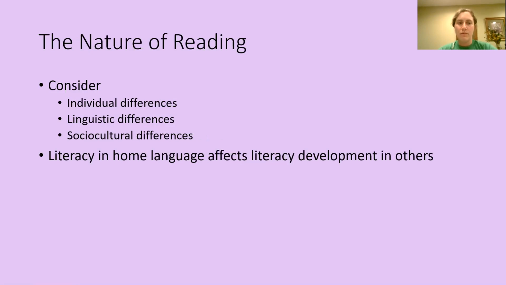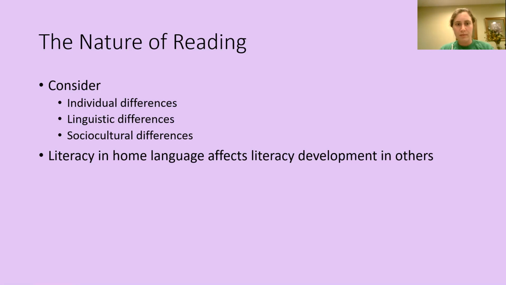So with reading, we need to consider individual differences and linguistic differences. I think this means like if the student is literate in their home language, what are the differences in the symbols or maybe the direction that they're reading, or whether it's a highly phonemic orthography or not. And then also sociocultural differences. Maybe in some people's culture, women are not supposed to read, they're supposed to just stay home. So that might affect their motivation to read if they've been told you're not smart enough to read because you're a woman or something like that.